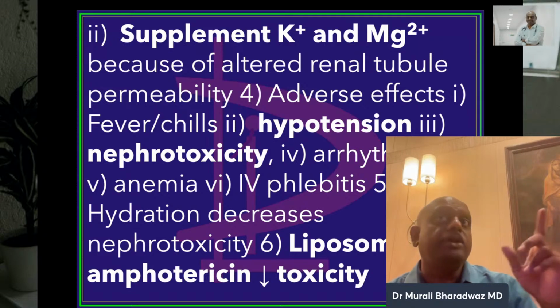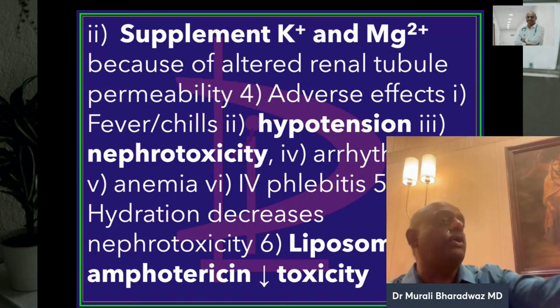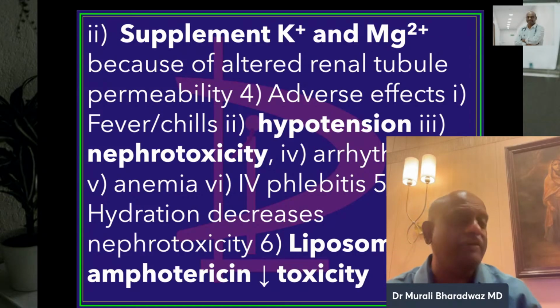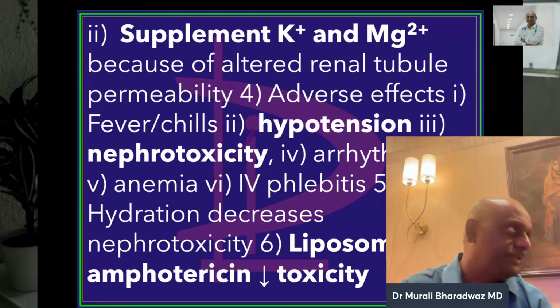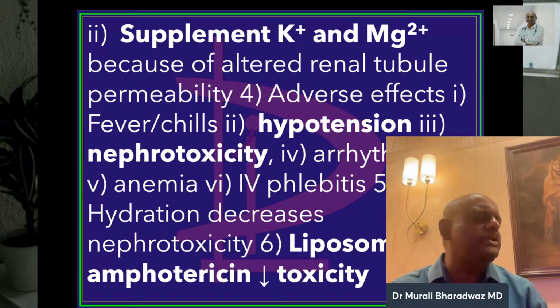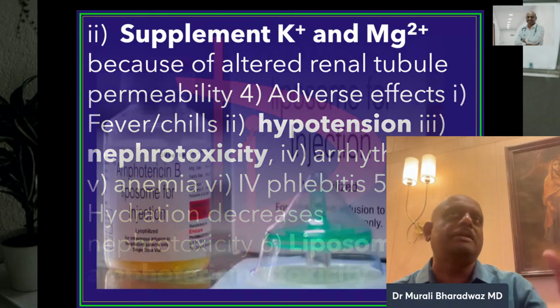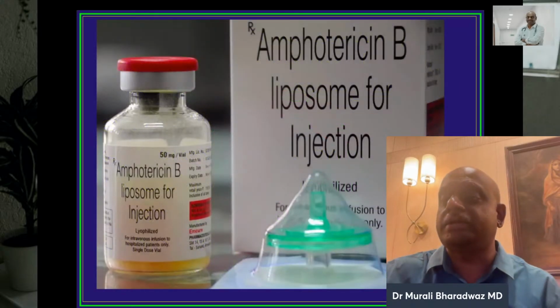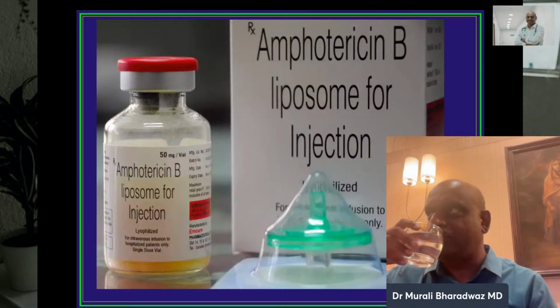Whenever amphotericin is being given, a nephrologist is called for a consultation because amphotericin can lead to nephrotoxicity. If urea and creatinine are already high in an intensive care patient, giving amphotericin needs a dose modification. That's the reason, to decrease the nephrotoxicity, amphotericin is given as a liposomal preparation. So what is it, doctor? Amphotericin liposomal preparation is what we should remember.